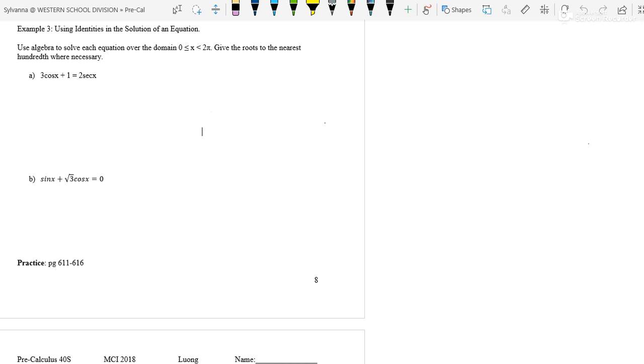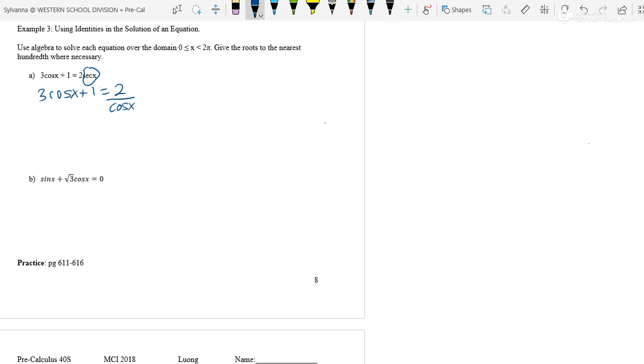But instead, now it's not consistent with the trig functions. We have cos and we have secant. For the most part, we like to see the same functions. And that means we can probably change this to a cos. And we know that secant is 1 over cos x. So let's make that change. So this will become 2 over cos x.